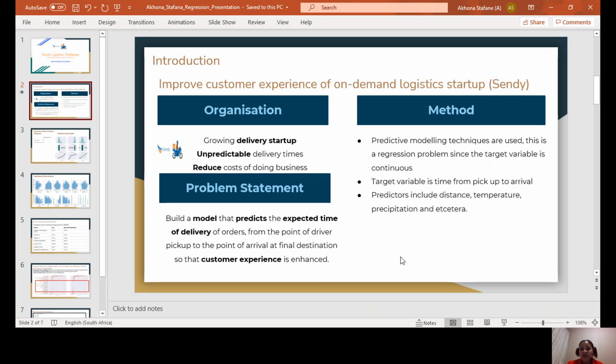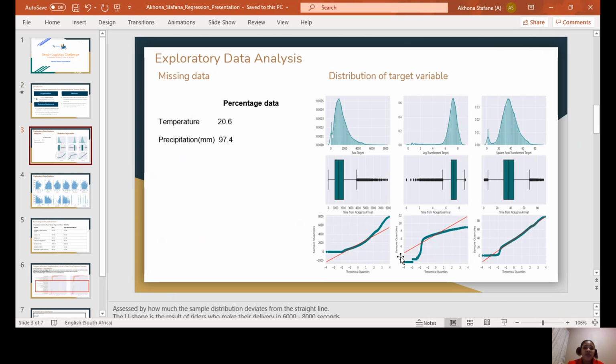The method followed is a predictive modeling technique. This is a regression problem since the target variable is continuous. The target variable is the time from pickup to arrival. Predictors include distance, temperature, precipitation, etc.